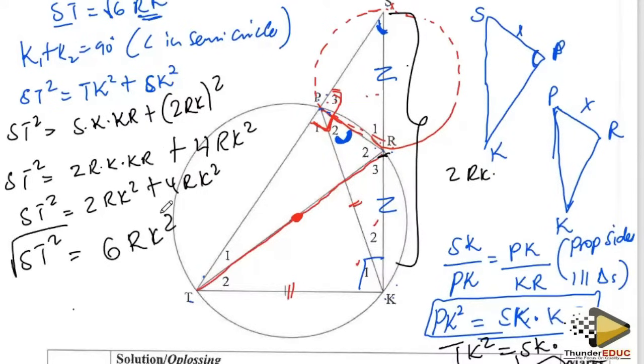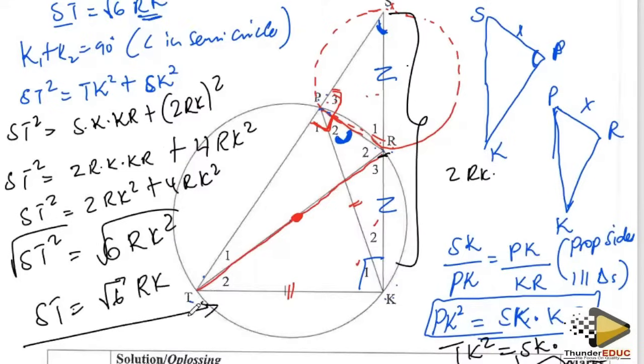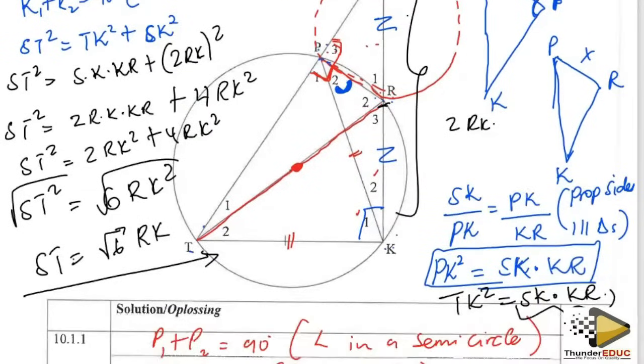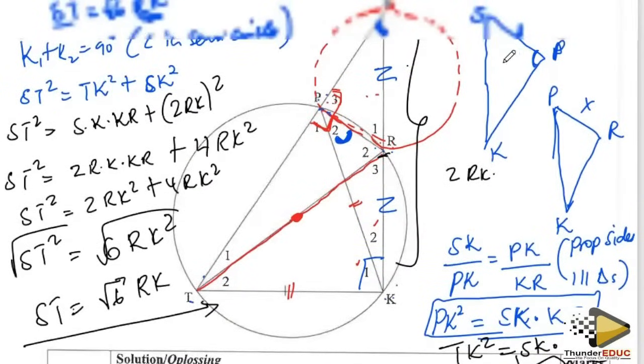Then I take square roots on either side. Then that's going to be root 6. The square root of anything squared is just going to be RK. So that is what we have to do. So start with the triangles and compare the proportions. Someone could have said SK over PK is equal to PK over that. Those are the sides that are in proportion.